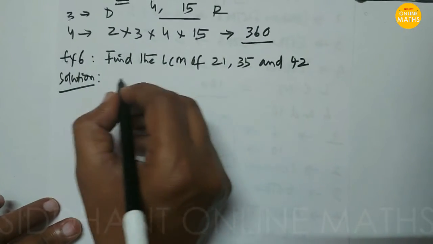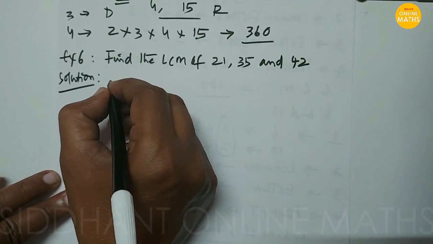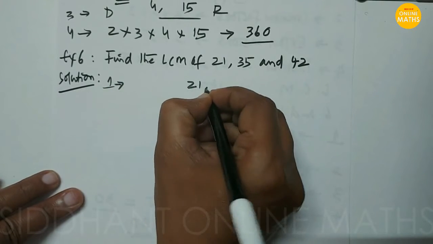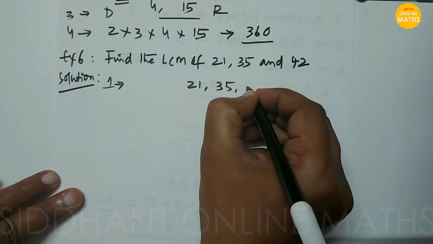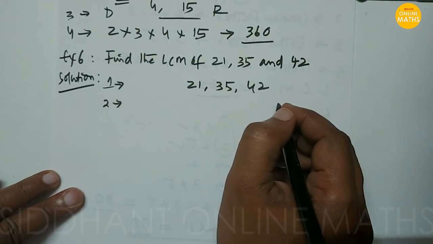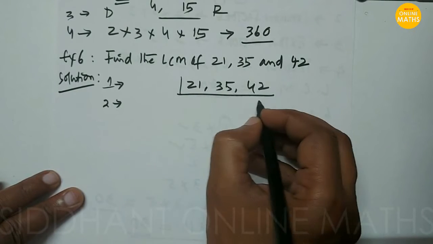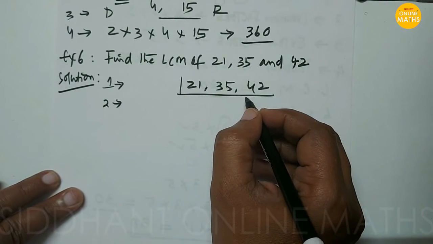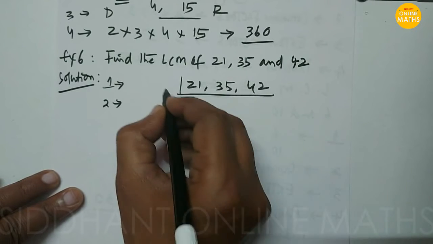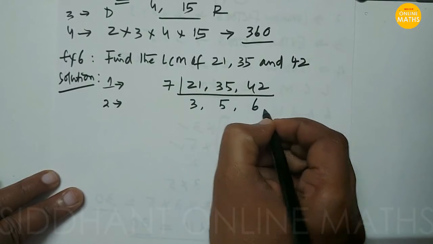So let's take an example. Find the LCM of 21, 35, 42. The first step says we arrange them in a row. Next, the second step says we divide by the least prime number. So what is the common number which can divide at least 2 of them? First we divide by 7, so we get 3, 5 and 6.